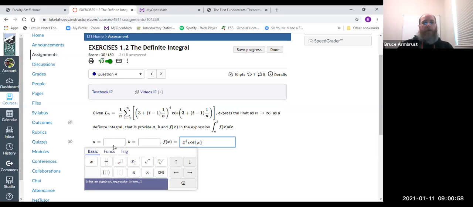So now let's think about a and b. Where do we start and where do we end? So let's go back to where we start. And again, plug in i equals 1. If i is equal to 1, what am I plugging in? What am I plugging into the cosine, for example?